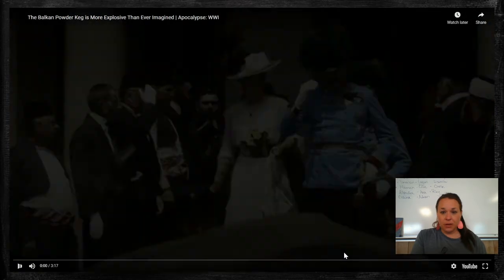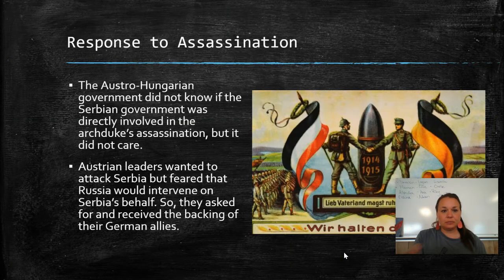So what they do, and again, as always, I want you guys to watch these videos. They help drive home the content. So what they do is they have to go and ask their ally, their strongest ally, Germany, to back them up. Like, hey, we're going to deal with this. Okay. We're going to declare on Serbia, but we have a feeling Russia's probably going to get involved, and this is where we're going to need your help.